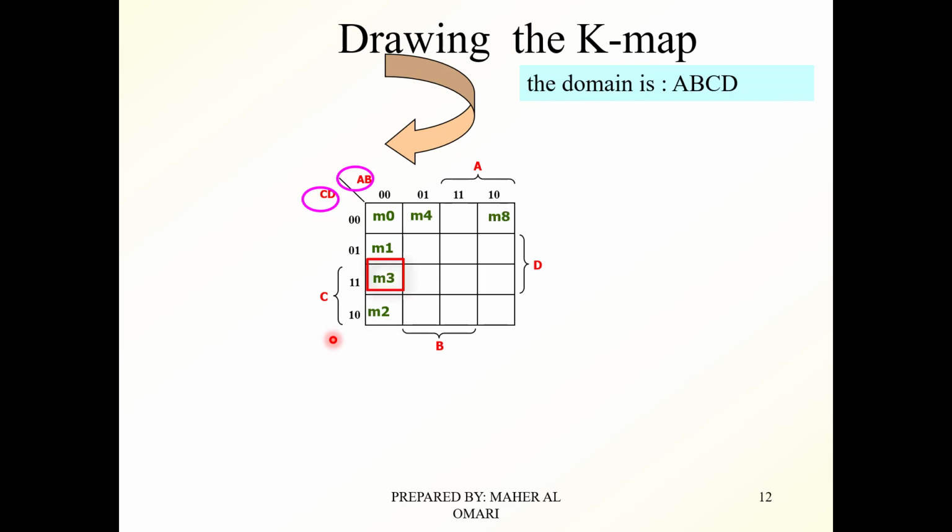This is M4. M8 is here where A is equal to 1 and the rest of the letters are zeros. This is M6. This is M14. And you can guess what these minterms are. 4, 5, 6, and 7. 8, 9, 10, and 11. 12, 13, 14, and this is M15 here.